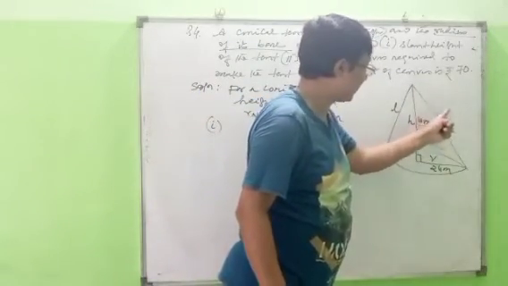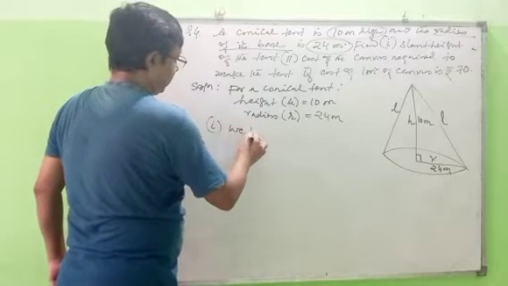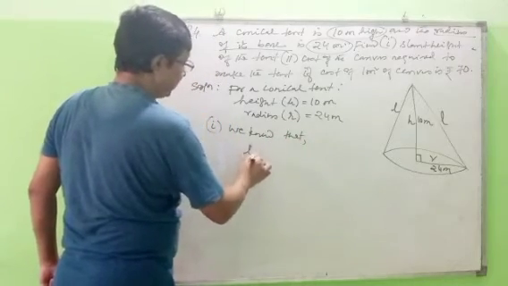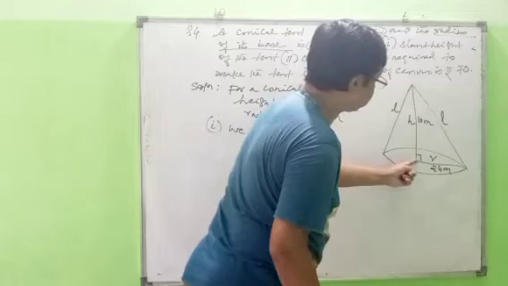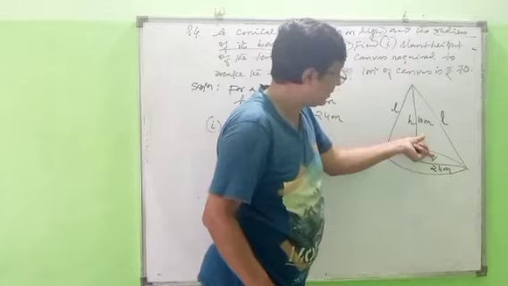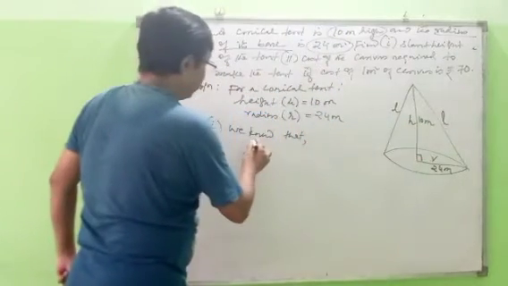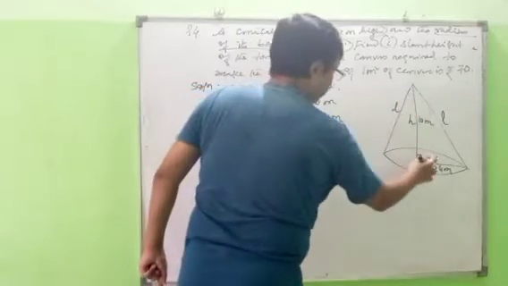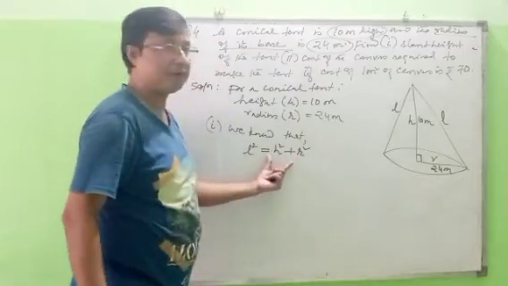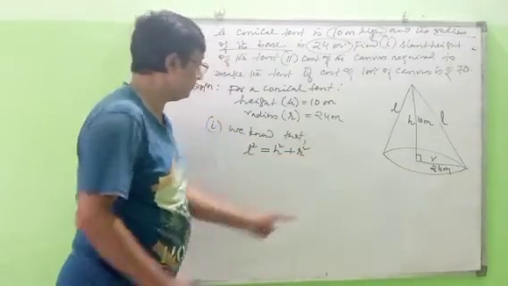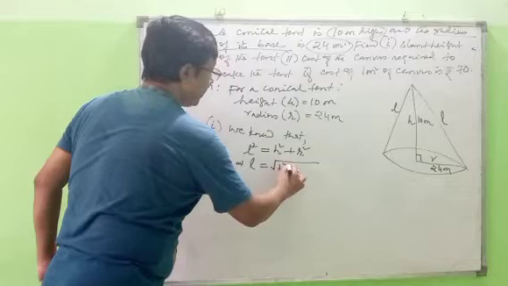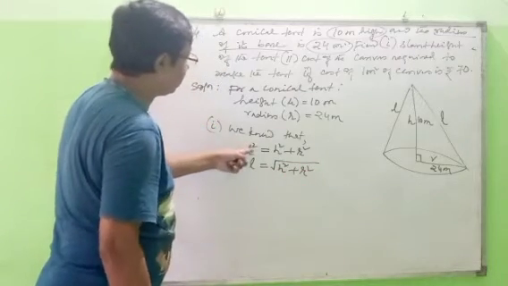So L is called the slant height. So we know that L square, since this is a right triangular cone, using the concept of Pythagoras Theorem, you can get the value of L. So L square equals h square plus r square. So to get L, that means the slant height, L equals root over h square plus r square, because you have removed the square.